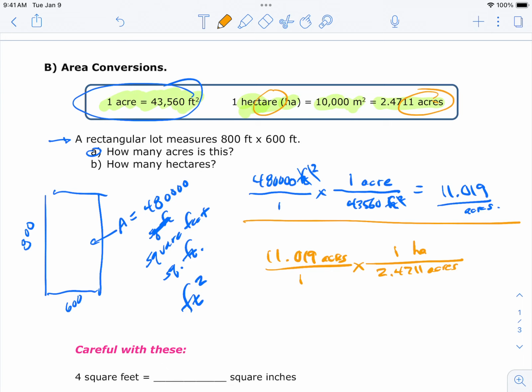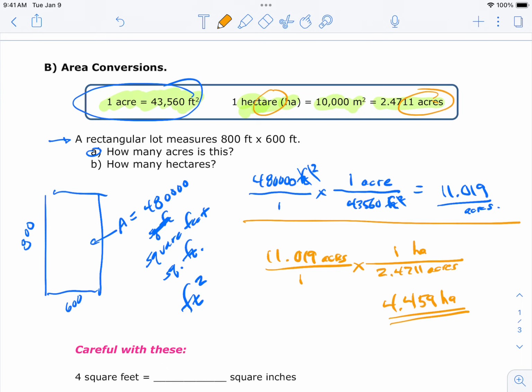And it looks like it's about 4. If they want 3 decimal places, I guess I'll give it to them. 4.59 hectares. Does that seem about right? Let me do that again. 11.019 divided by 2.4711 equals, yeah, 4.459 hectares. Okay, so that's how you can get from square feet to acres or to hectares. Probably get to acres first is kind of nice.